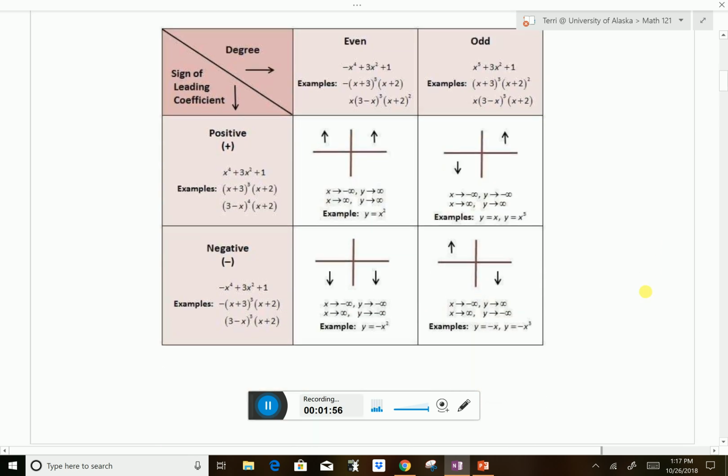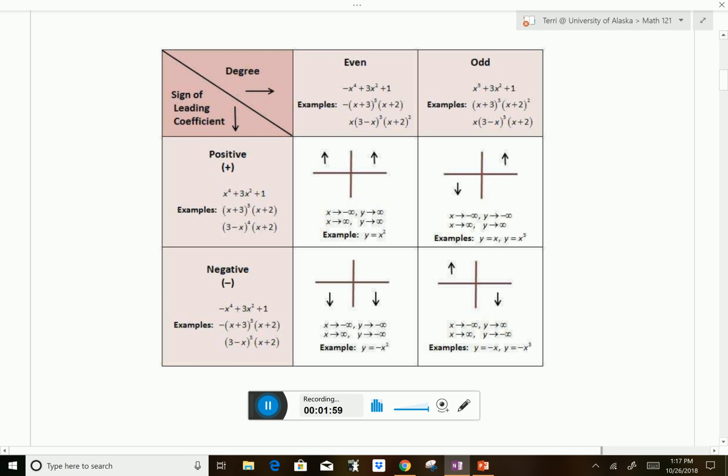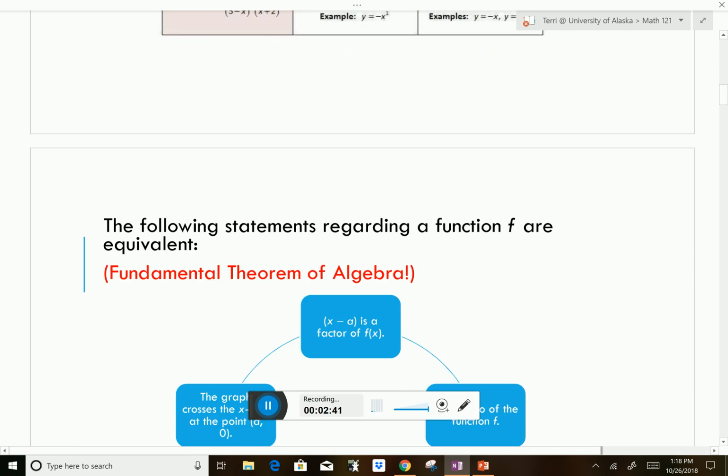Okay, so let's talk a little bit about evens and odds. We've done this before back in chapter 4, but if the sign of the leading coefficient is positive and the degree is even, the end behavior is both up. Here the end behavior is one up, one down. If it's negative, the end behavior is both down. And this is one up, one down, but it goes up on the left side and down on the right side. So these are really good ways to remember what a graph is going to look like, or to get an idea of what a graph is going to look like.